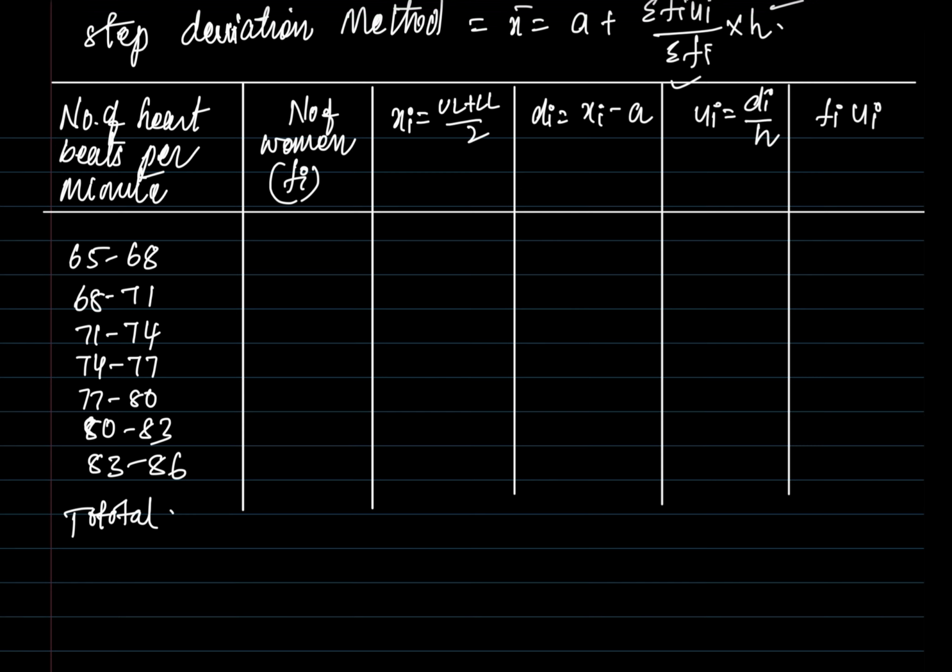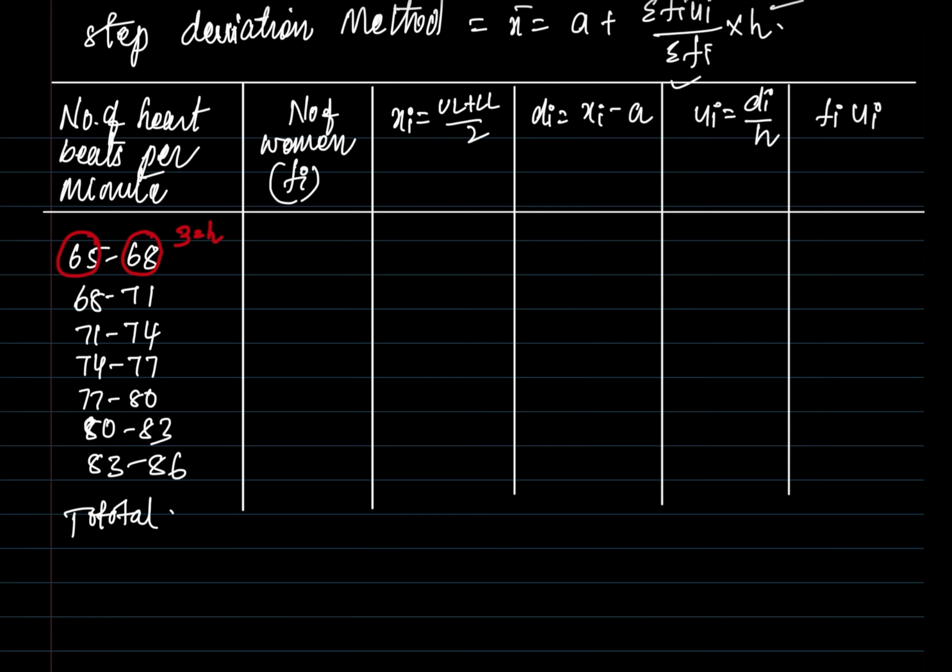I told you that h is the class size. The class size of any class is the upper limit minus lower limit. So 68 minus 65 will be 3. 3 is your h. Okay, we got h.